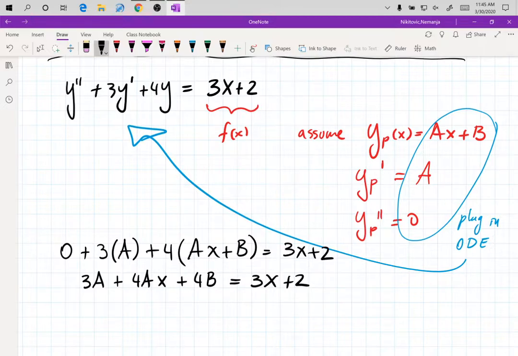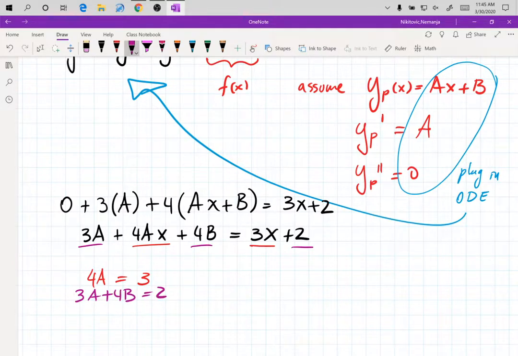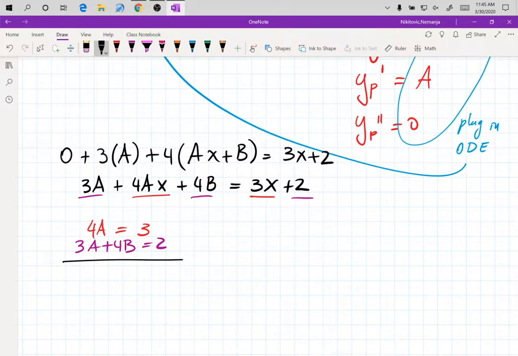It is very simple to now see what a and b are, because you just compare coefficients at this point. We have the 4ax and 3x. So from there we learn, let's have it color coded, 4a is equal to 3. And let's go purple, you have 3a plus 4b equals 2. So these are the two equations. We collected those terms, right? All the constants were equal to 2, and whatever was the coefficient of x was equal to the coefficient of x. So from here, I have a is equal to 3 over 4.